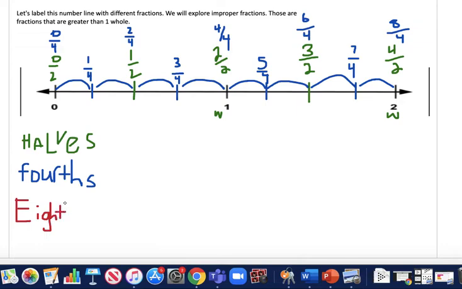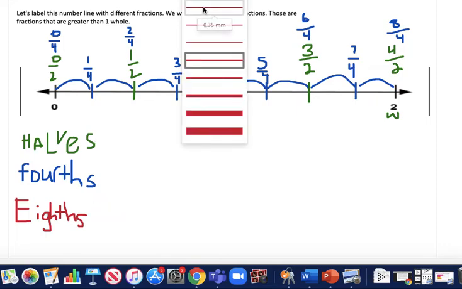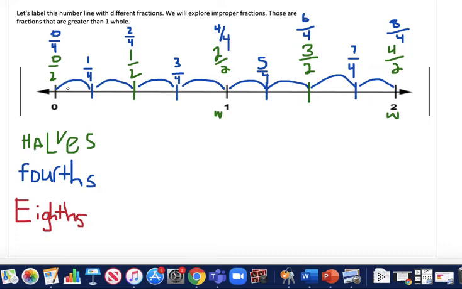Ooh. An eighth is a little tricky for me to write, but I'm going to try to make this a little bit smaller. This should work. I know that between 0 and 1 whole, I need 8 equal parts. And I know that I have fourths, I have halves. If I already have fourths, I can split my fourths in half, and I will get 8 equal parts.